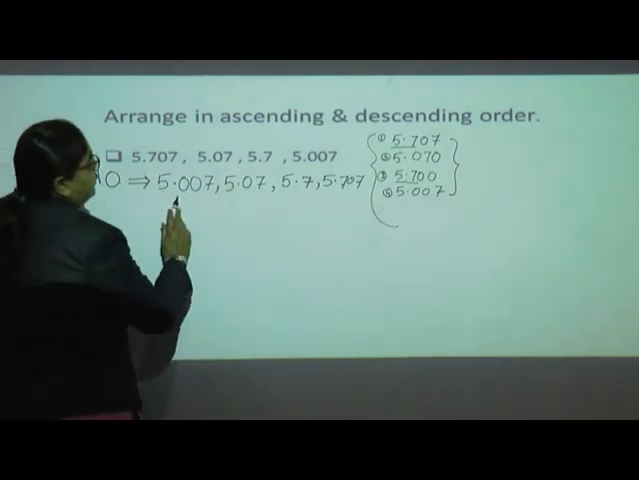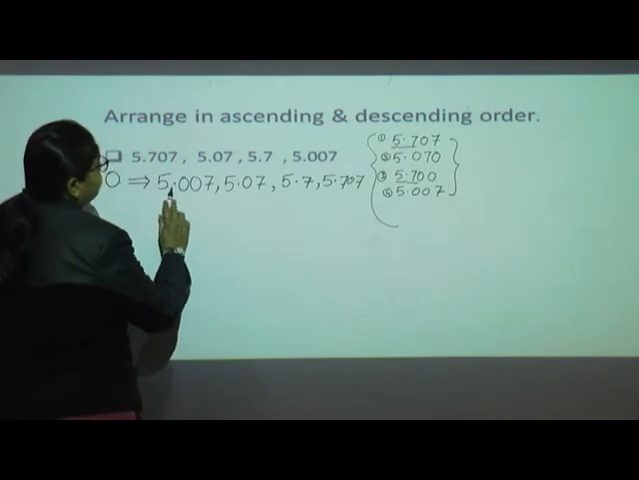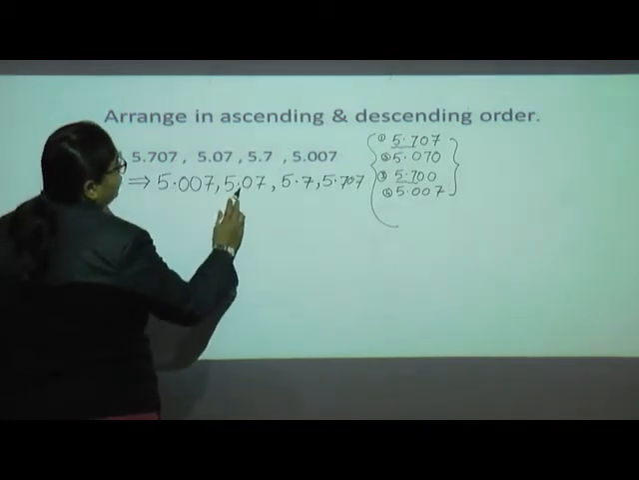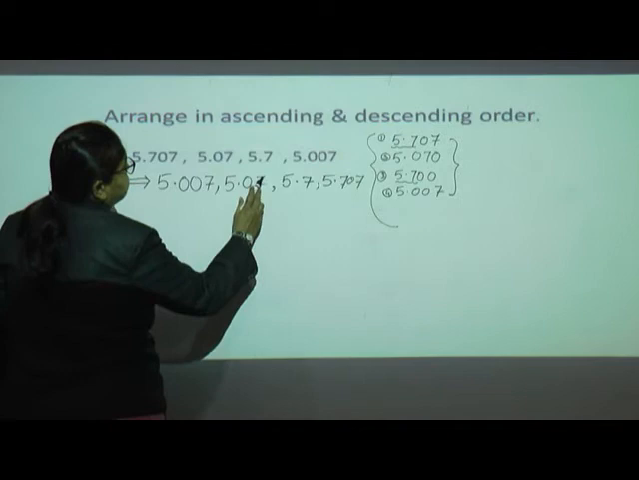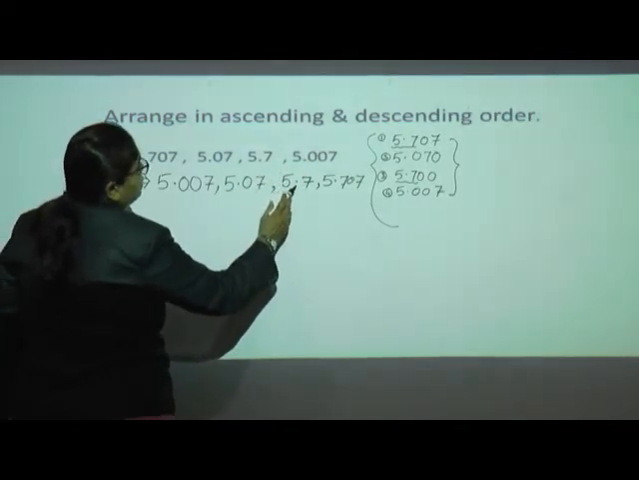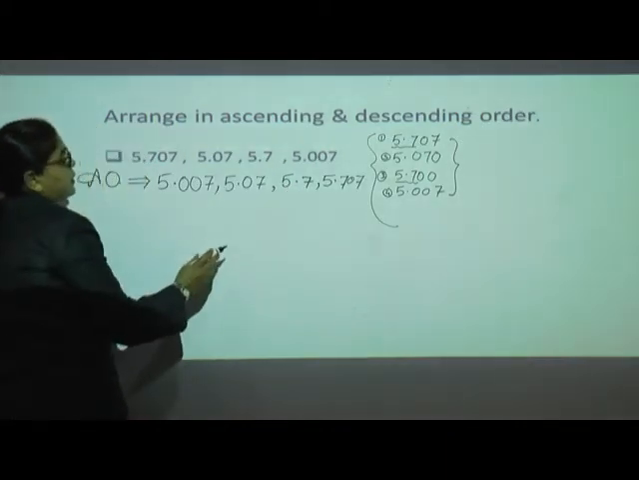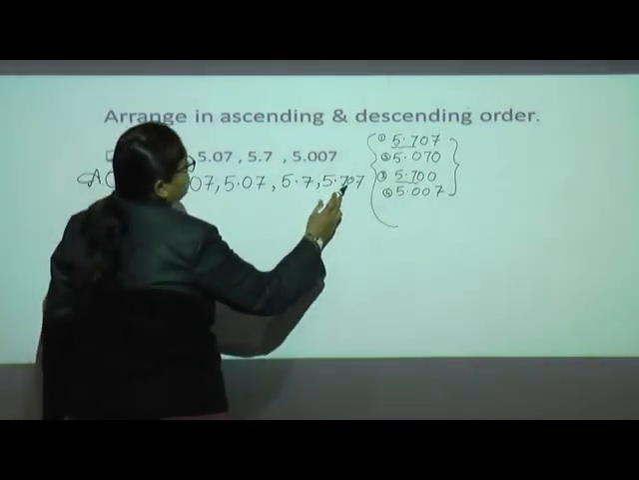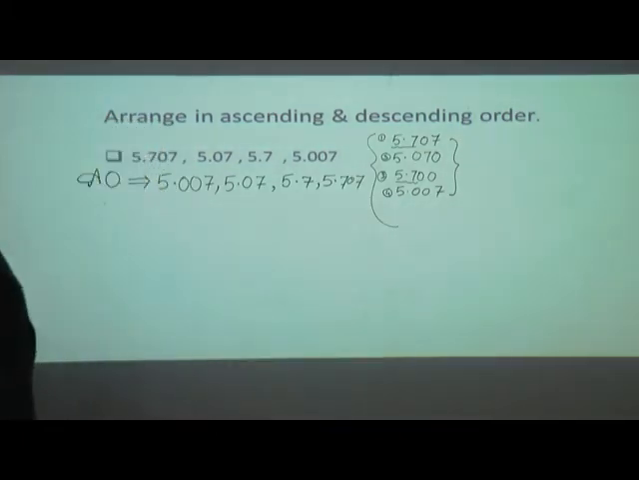I can check here, my first number is 5.007, then 5.07. Yes, why did I do that? Because to make it like fractions, 5.7 will be higher than this, and the last will be 5.707. So ascending means we have to write the lowest first, then go to the highest number. In this way we have written it.